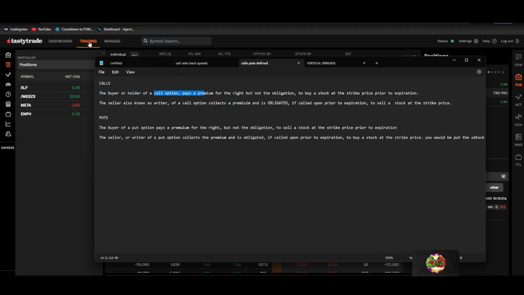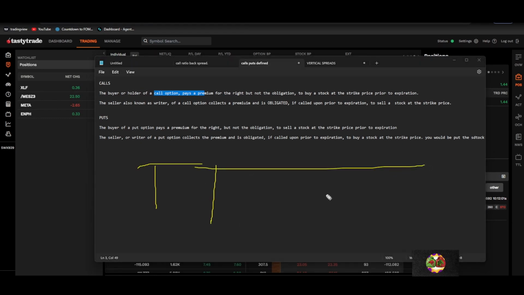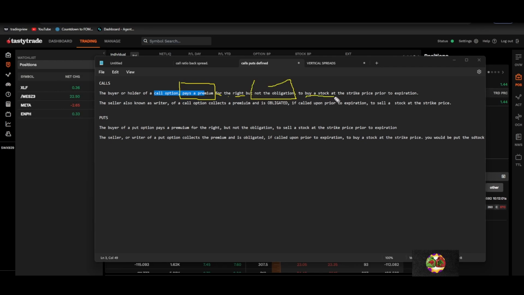Let's call the stock TT. Why are we calling the stock TT? Well, of course it is obvious, right? We are trading the stock called Trade Talk, or TT for short. That's the stock we're trading. So if we go out there and buy a call option, that means we have to pay a premium for the right, but not the obligation, to buy Trade Talk at the strike selected prior to expiration.